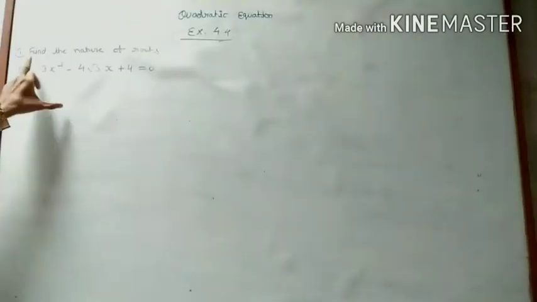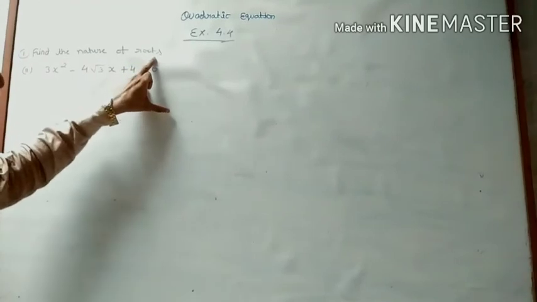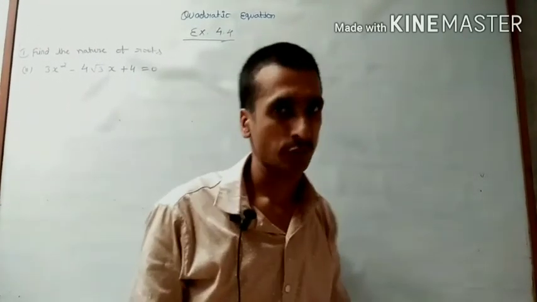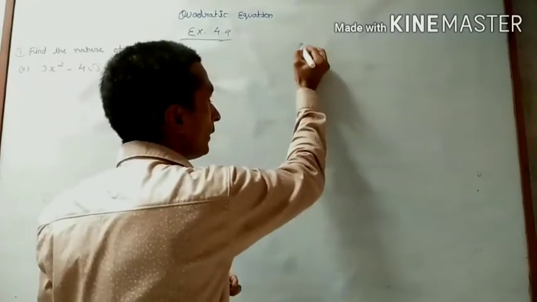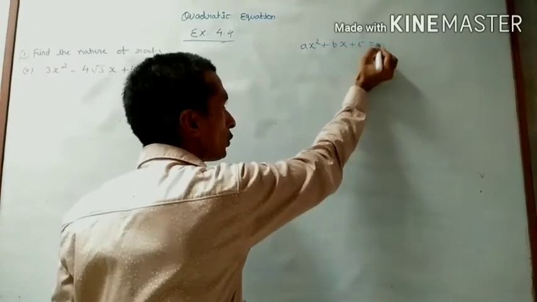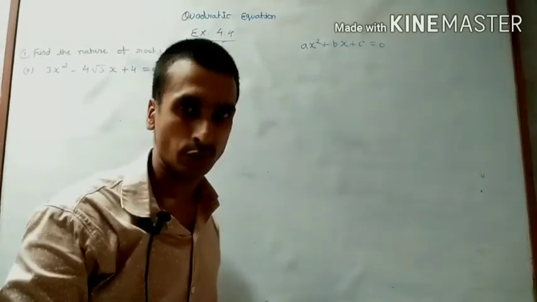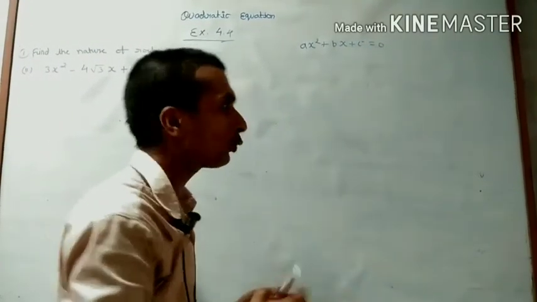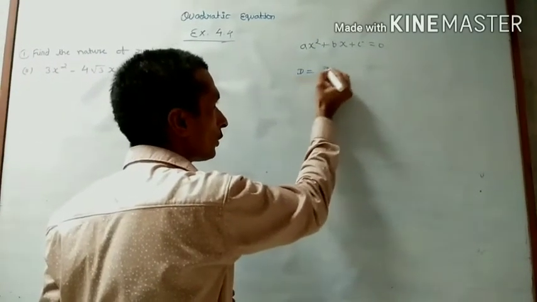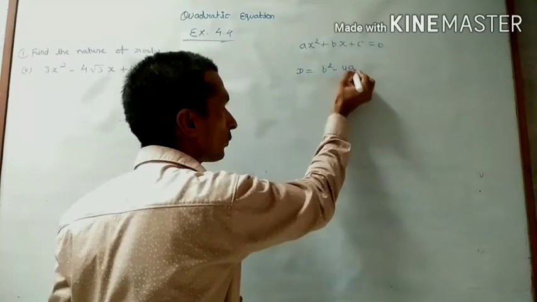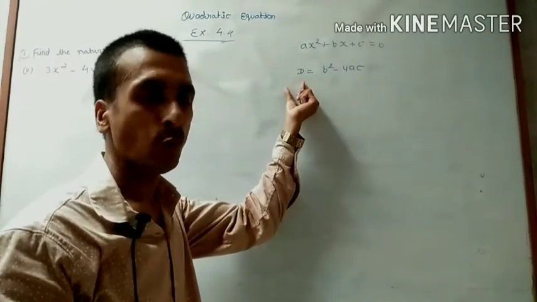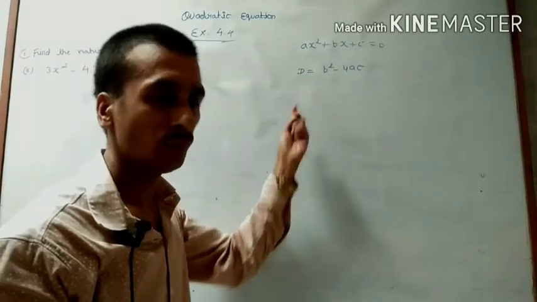Okay, find the nature of roots. First of all, we understand what is the meaning of nature of roots. Here you can see ax square plus bx plus c is equal to 0. This is the standard form of the equation. And how to understand this one? So D equal to b square minus 4ac. D is the discriminant. First of all we have to find the value of D.